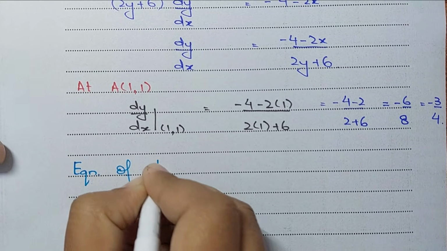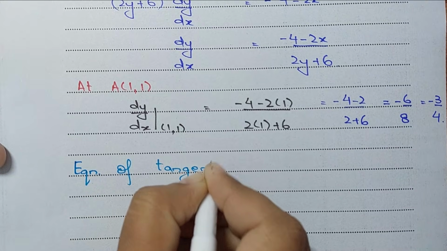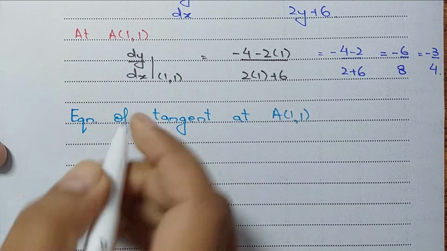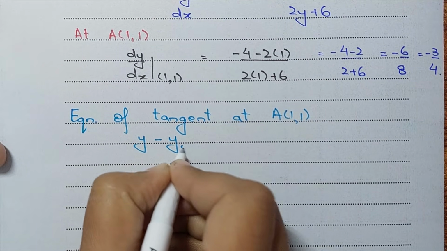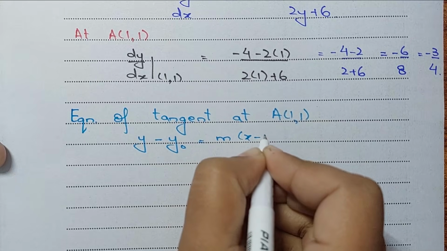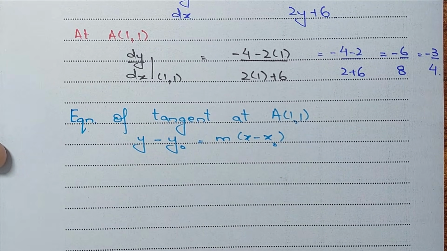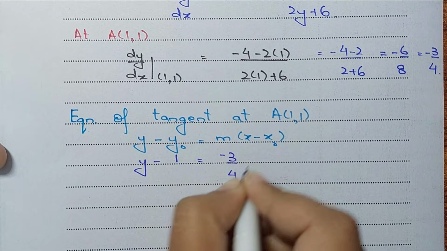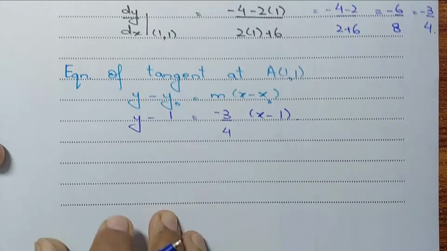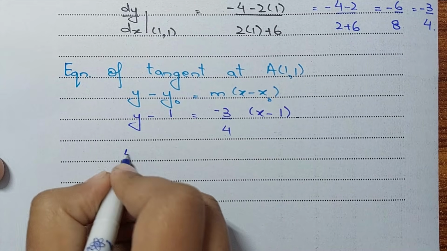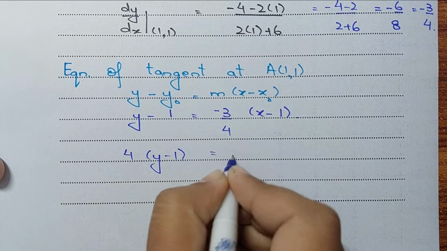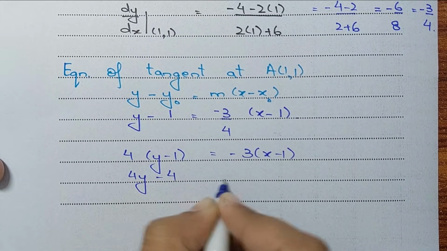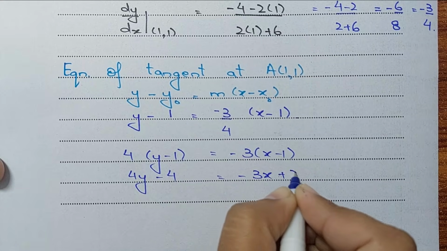Equation of tangent at the point A, which is (1, 1). We can write this down as y minus y naught equals m into x minus x naught. So y minus y naught is y minus 1, m is negative 3 over 4, and x minus x naught is x minus 1. Cross multiplied, 4 is multiplying with y minus 1, and negative 3 is multiplying with x minus 1. 4y minus 4 is equal to minus 3x plus 3.